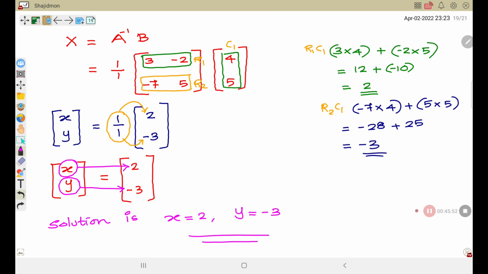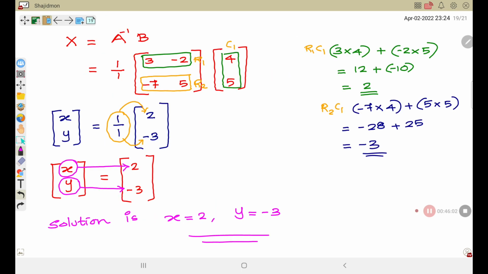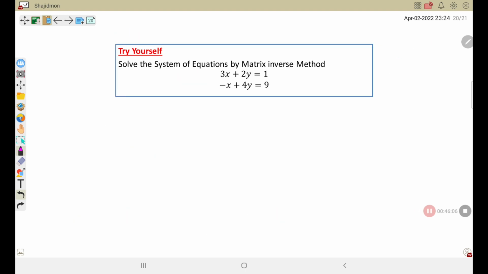Okay, I hope this question is clear to you too. Same steps. Now, one question of the same model you can try. I am giving you this question: solve the system of equations by matrix inverse method. Just try this question and comment your answers, or send them to me by chat box. I will check them for you.